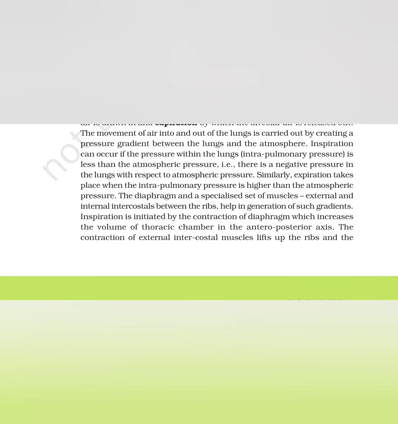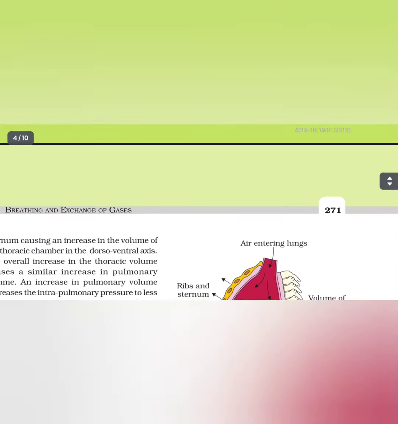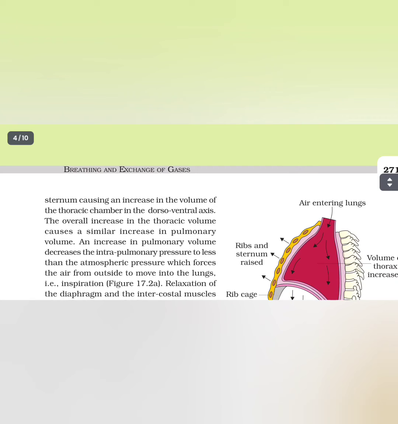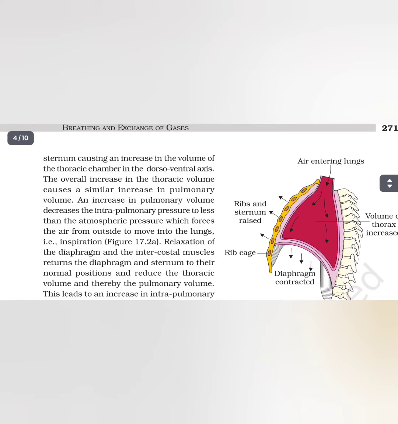a gradient. Inspiration is initiated by the contraction of the diaphragm, which increases the volume of the thoracic chamber in the anterior-posterior axis. The contraction of external intercostal muscles lifts up the ribs and the sternum, causing an increase in the volume of the thoracic chamber in the dorsoventral axis. The overall increase in the thoracic volume causes a similar increase in pulmonary volume. An increase in pulmonary volume decreases the intrapulmonary pressure to less than the atmospheric pressure, which forces the air from outside to move into the lungs.